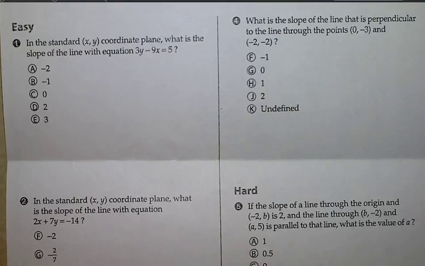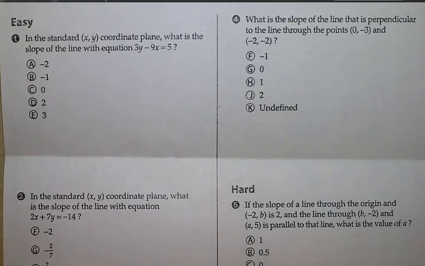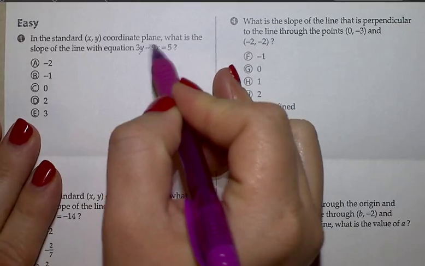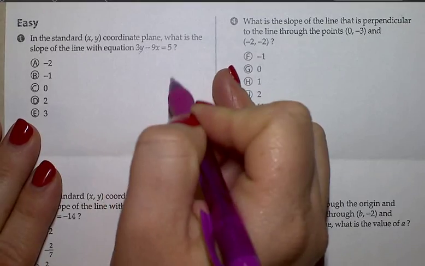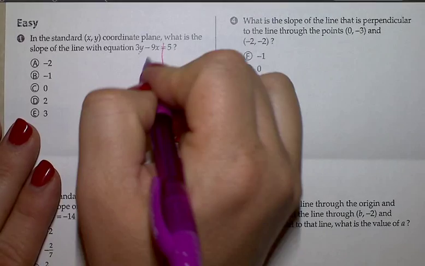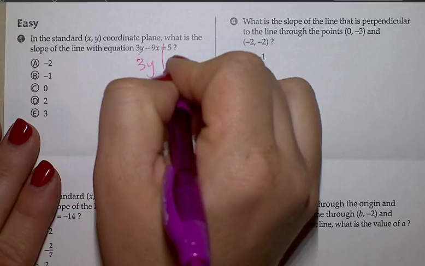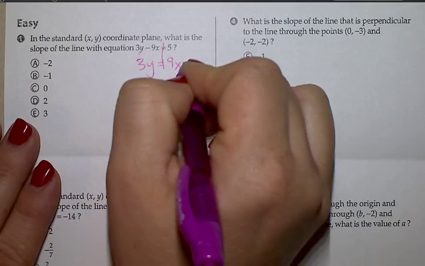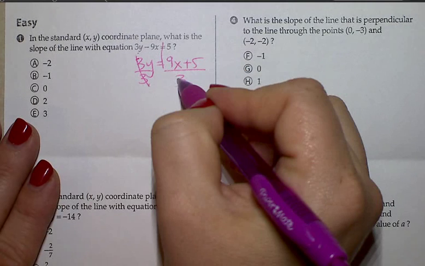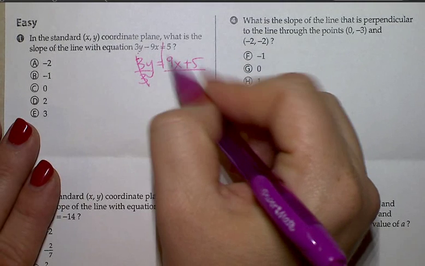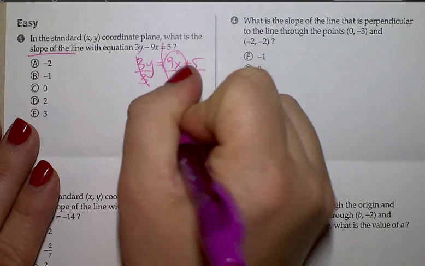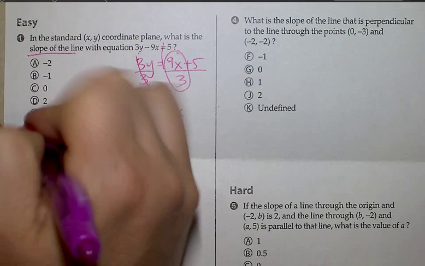In the standard xy coordinate plane, what is the slope of the line? So this is the exact same problem. So I want to have y on one side. I'm going to move the x's and the constants to the other. When the negative 9x moves across the equal sign, it changes signs. So it becomes a positive 9x. Dividing by 3. Remember this 3 belongs to both the 9x and the 5, but all I care about is what is the slope. So 9 divided by 3 is 3. Slope is 3. Problem done.